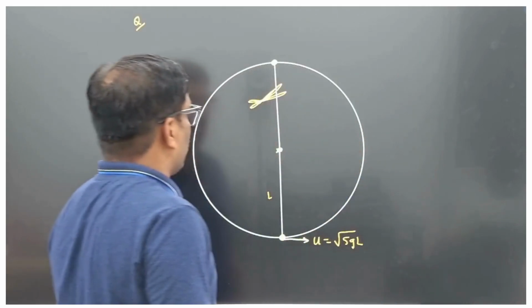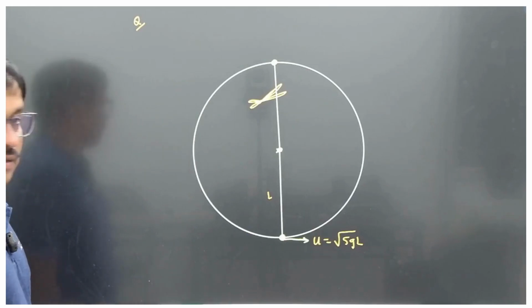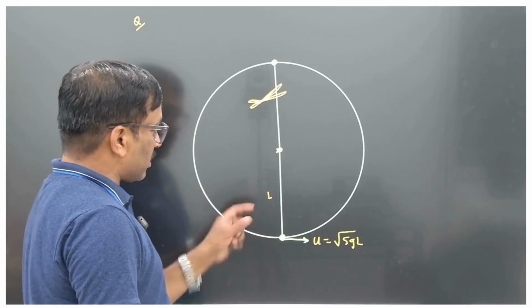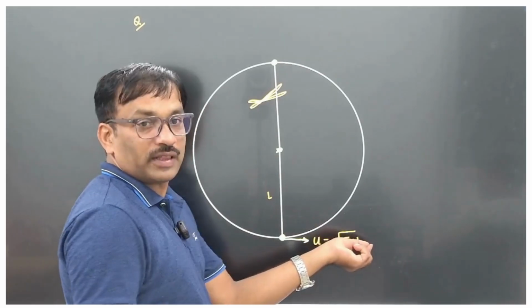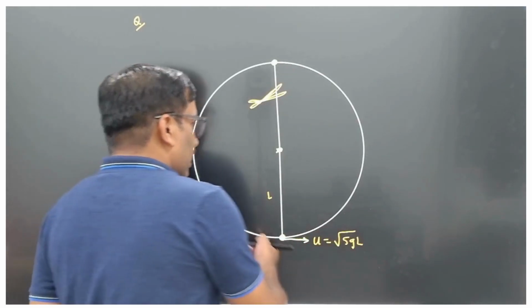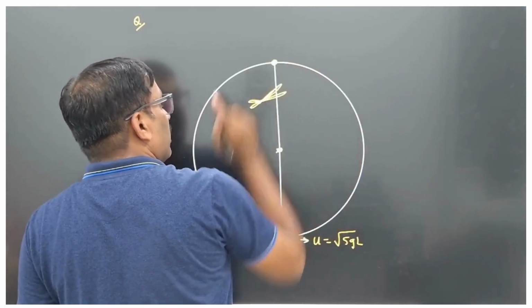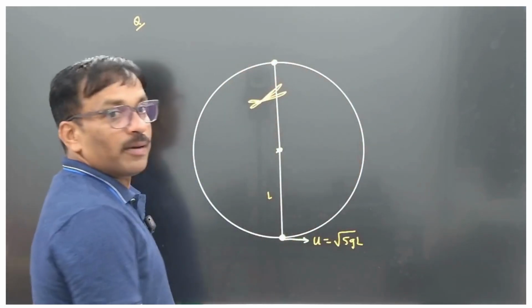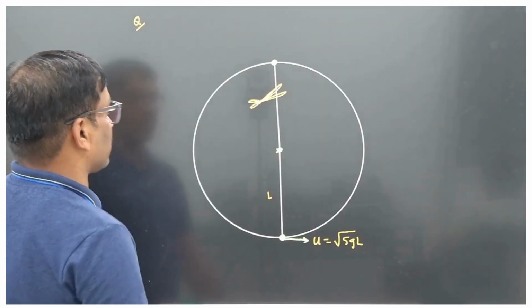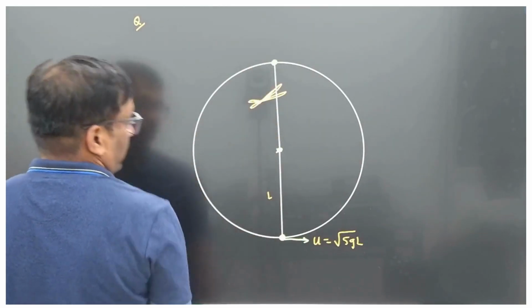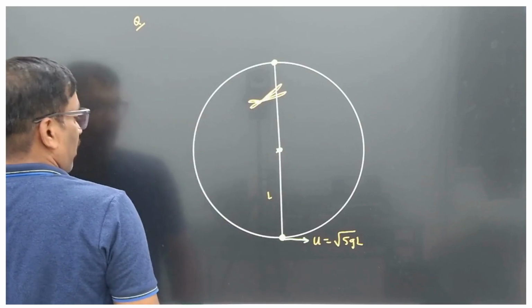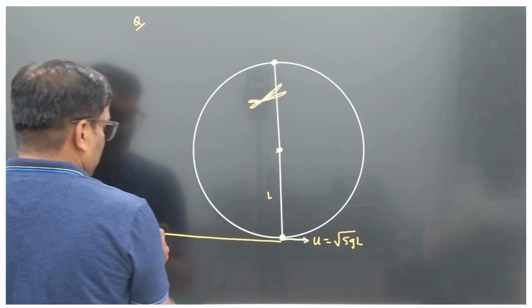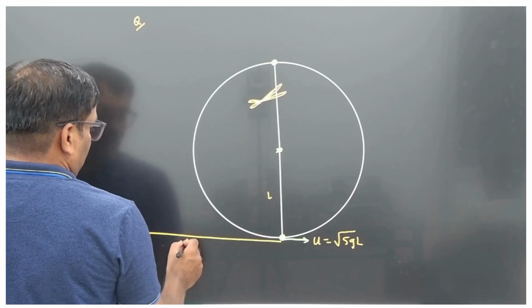Now we'll go for one more question. Suppose there is a string provided with speed square root of 5GL. Then it will go to the top, and when it is going to the top, the string breaks. When the string breaks, where is it going to fall? How far away is the distance? We want to calculate it now.